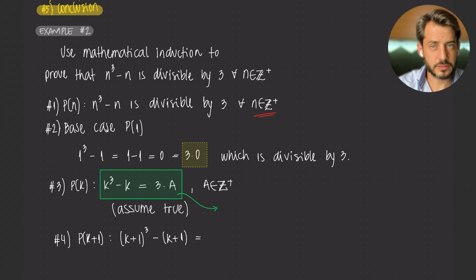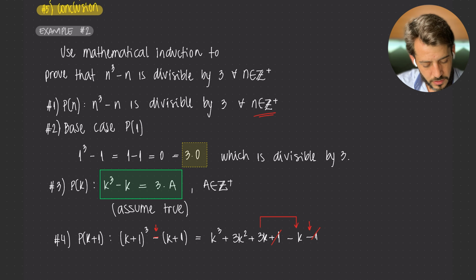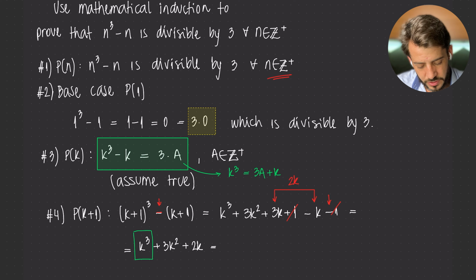And how do we do that? Well, let's just expand k plus 1 cubed minus k plus 1 first. So we have k cubed plus 3k squared plus 3k plus 1 minus, and this is the minus here, k minus 1. Careful with this sign. You can simplify these ones, and you can rewrite this as 2k, giving you k cubed plus 3k squared plus 2k.